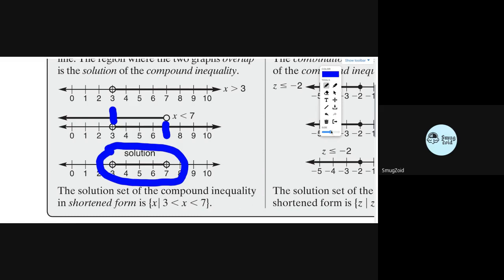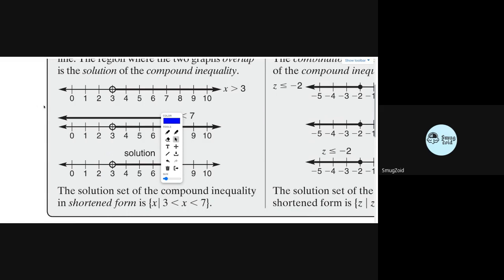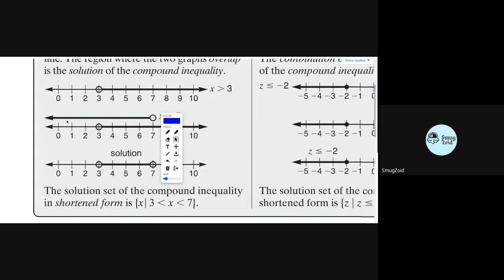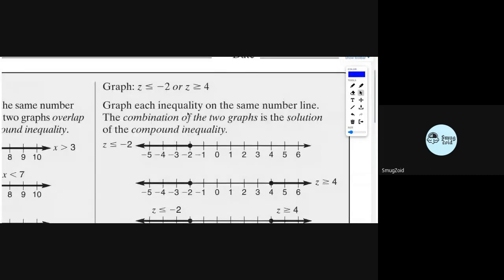The other way this can look, because there are other ways you can graph, that's just one, is where the solution's in the center. The other one is this one. Now, let's show you what's going on here. This solution has x going to the outside. So graphing each inequality on the same number line, the combination of the two graphs is the solution.